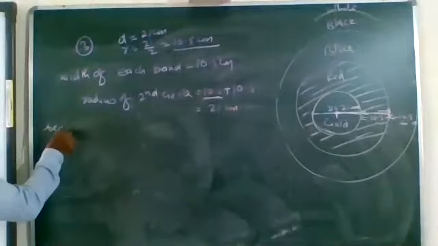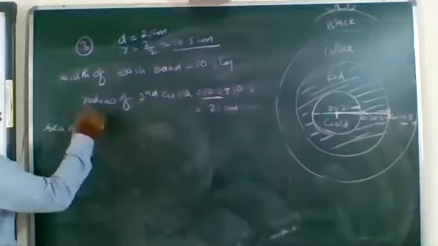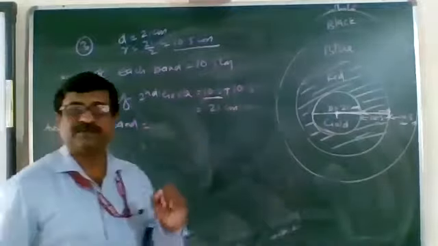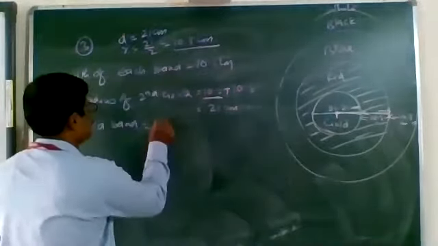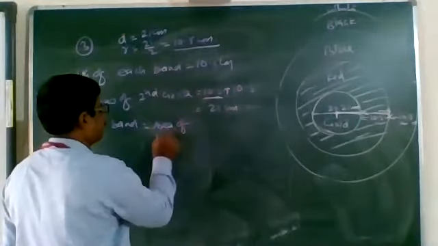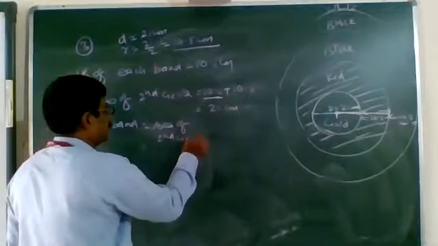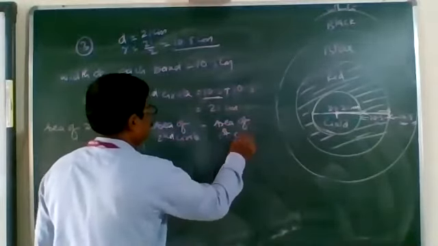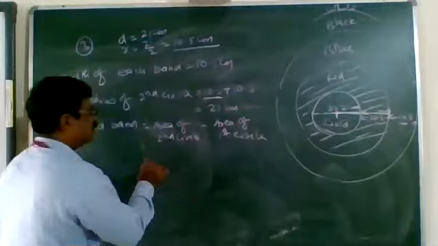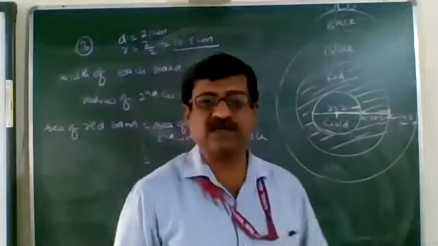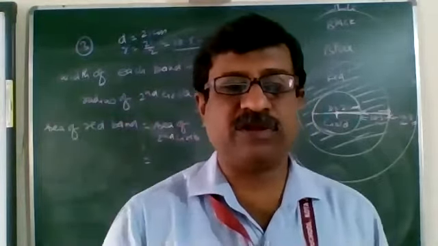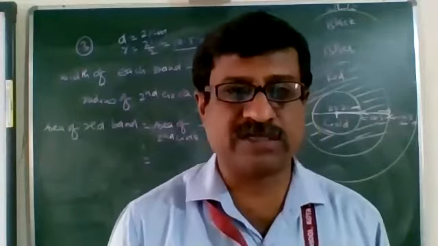Area of the red band. How to find out the area of the red band? Area of the second circle minus area of the smaller, first circle. Already we have calculated the area of the first circle. If you want, you can substitute the values as it is. If you want, you can take common and do that.